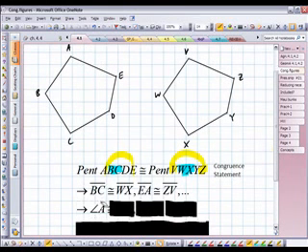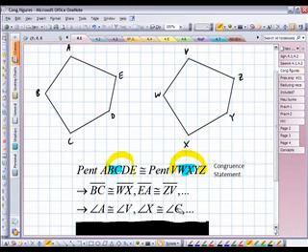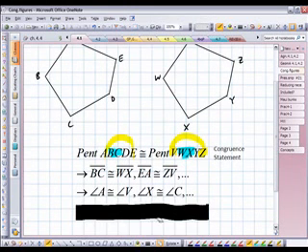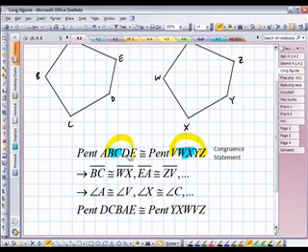Now, of course, we can do corresponding angles. We can say angle A, first letter, congruent to angle V, first letter. Or angle X, third letter, congruent to angle C, third letter. Or we can rewrite the congruence statement by changing the letters around a little bit. So we have DCBAE, YXWVZ. So same information written slightly differently.